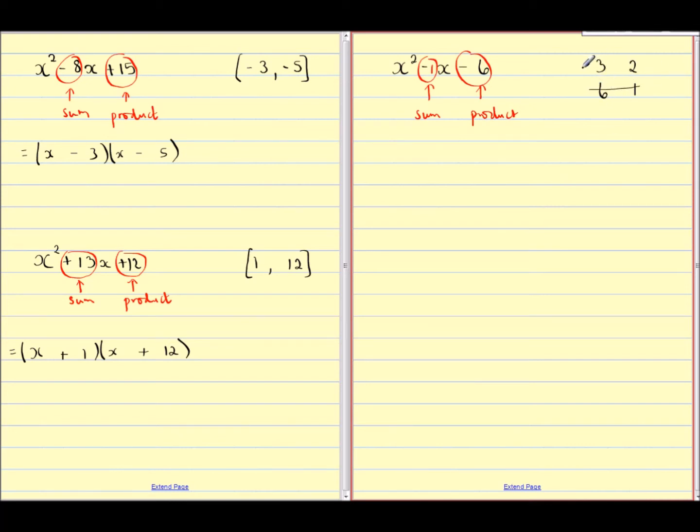Now if we add 3 and 2, we get 5. But we could have 3 and minus 2, minus 3 and 2, 3 and 2, and minus 3 and minus 2. Most of those don't work. The only one that works is minus 3 and 2. So in our brackets we've got x minus 3 and x plus 2.